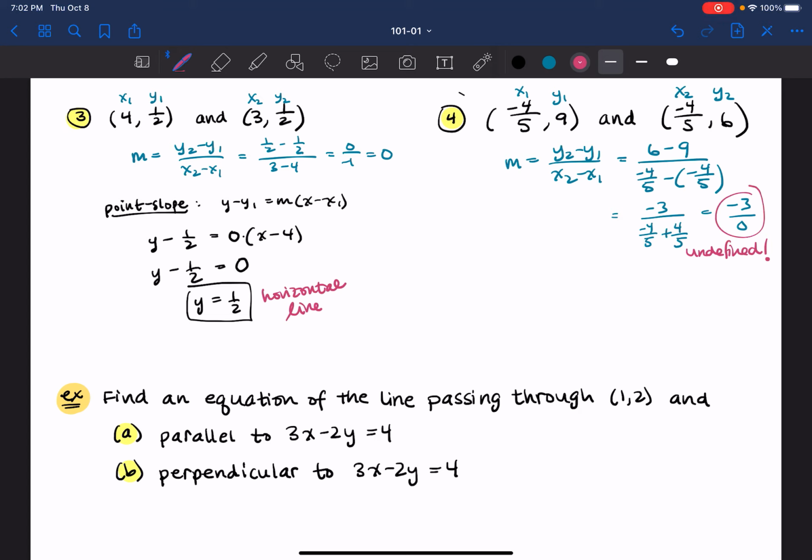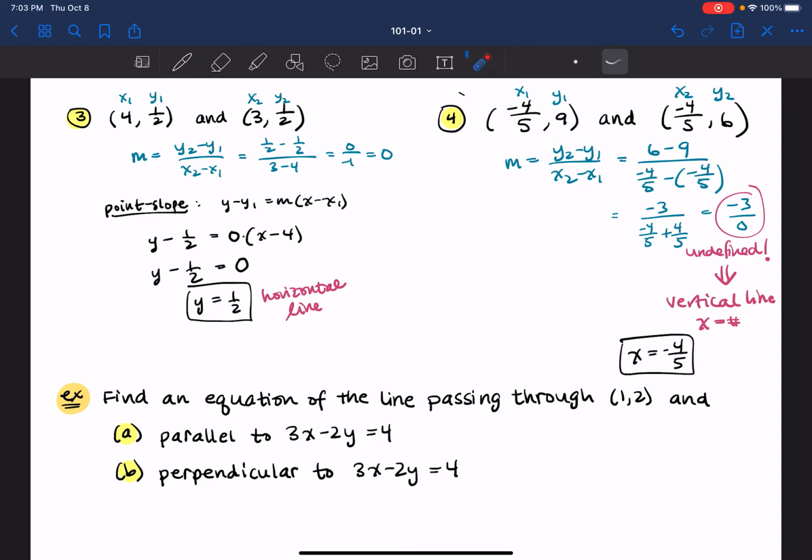So we can't possibly put that into an equation if it's undefined, if we don't have m. But remember, undefined slope, what does that mean about the line? It means we have a vertical line, straight up and down. So those look like x equals a number. All you need to do is look at the x values here, so negative 4/5, negative 4/5. So the line we're finding is the vertical line with formula x equals negative 4/5.